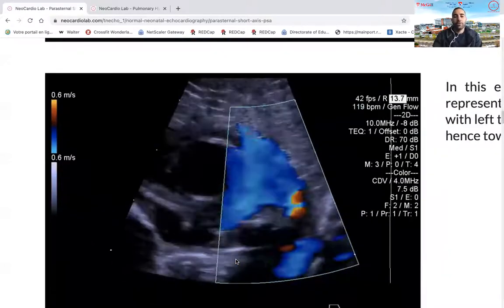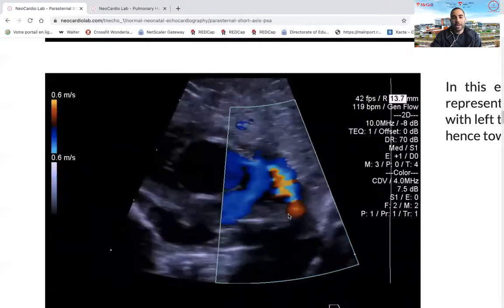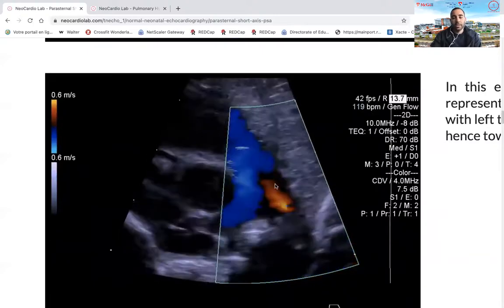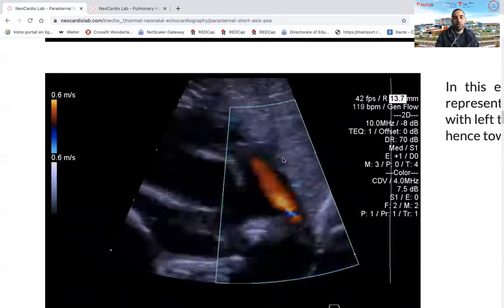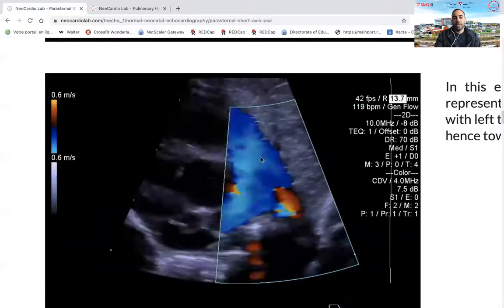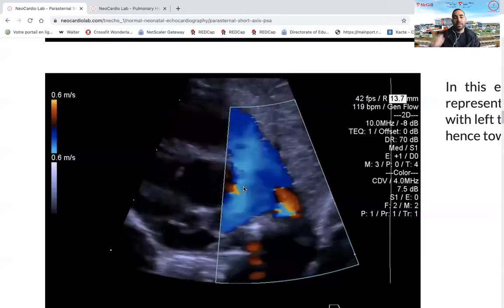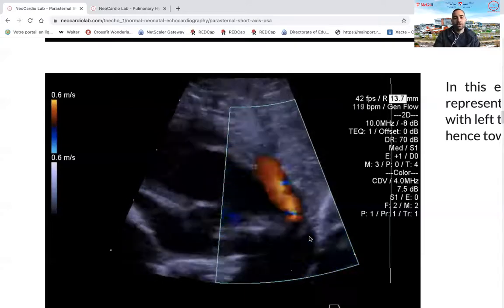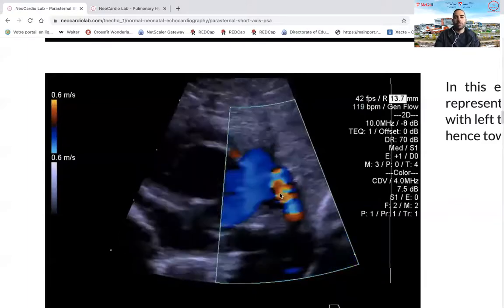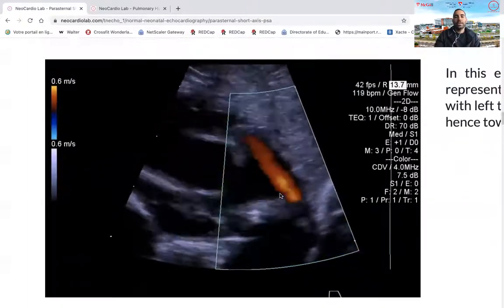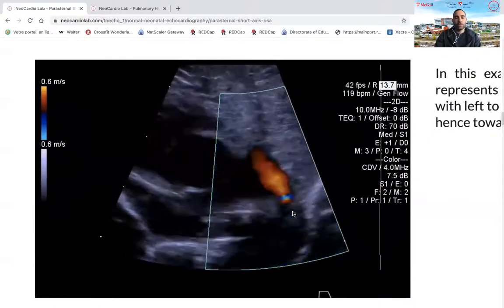This is an example of another patient where we can see an actual small, tiny patent ductus arteriosus, which is red. And it's red because it's coming back towards the probe, which here you have your descending aorta and your pulmonary artery, which indicates that this PDA is left to right. So coming from the descending aorta towards the probe, which means towards the pulmonary artery. We will be speaking about specifically the ductus arteriosus in a specific module regarding that.